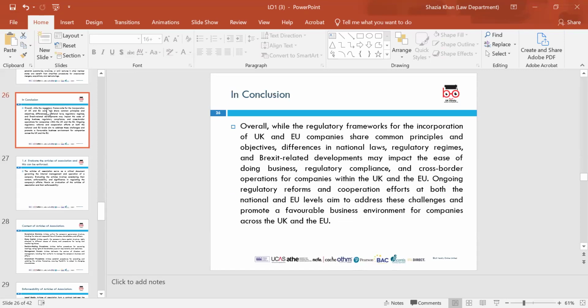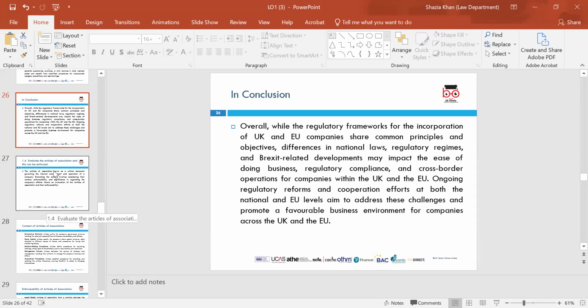In conclusion to 1.3, overall, while the regulatory frameworks for the incorporation of UK and EU companies share common principles and objectives, differences in national laws, regulatory regimes, and Brexit-related developments may impact the ease of doing business, regulatory compliance, and cross-border operations for companies within the UK and EU. So ongoing regulatory reforms and cooperation efforts at both national and EU levels aim to address these challenges and promote a favourable business environment for companies across the UK and EU.